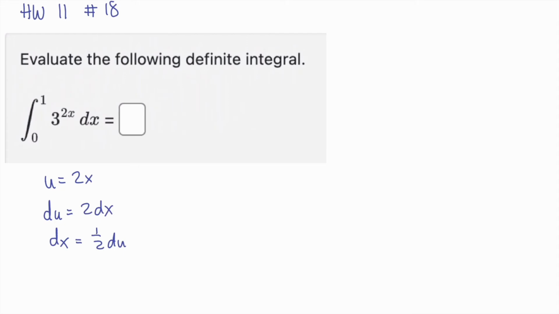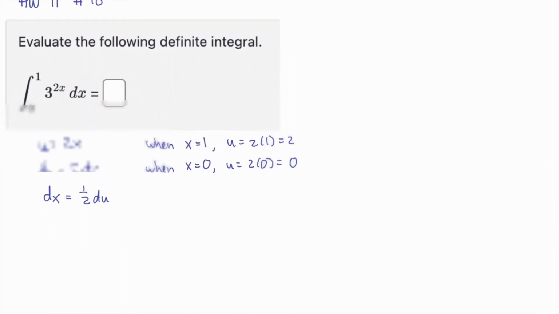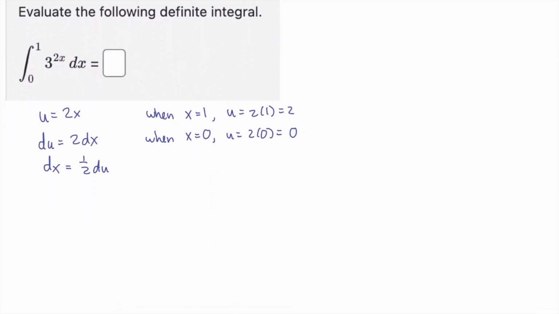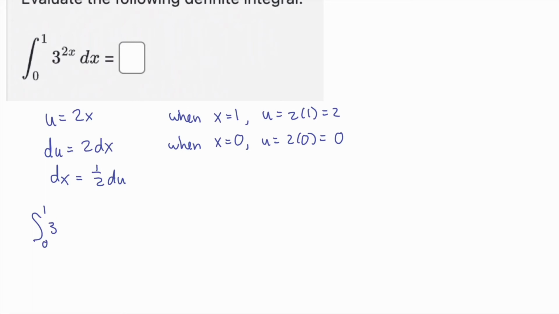Now we need to figure out our bounds. So when x is equal to 1, u is equal to 2 times 1, which is just 2. And when x is equal to 0, u is equal to 2 times 0, or just 0. Okay, now we have everything to plug in. So we can rewrite this with u instead of 2x, and 1/2 du instead of dx. And we can remember to put our new bounds in.